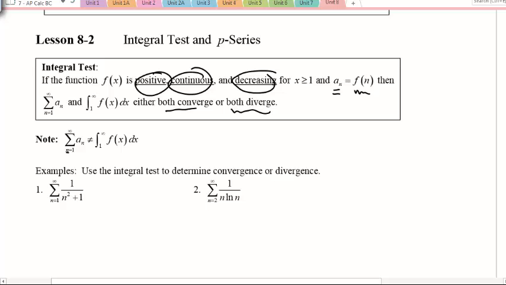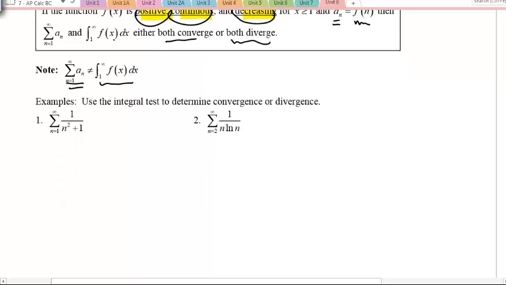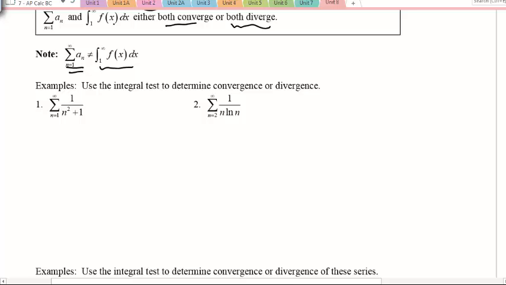I'm not saying that the sum and the integrals are the same. I'm just saying we can show that if the integral converges, then the sum also converges. Or if the integral diverges, then the sum also diverges. Now, once again, you can only use this test if we're looking at functions that are positive, continuous, and decreasing. So you should always check for those things first before you go ahead and use the integral test.